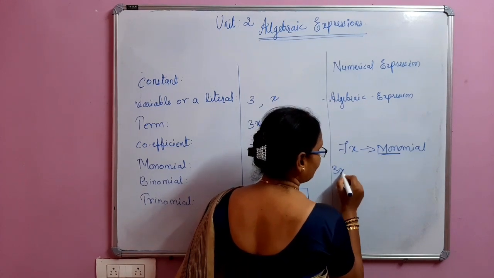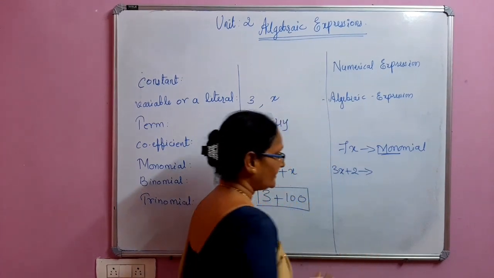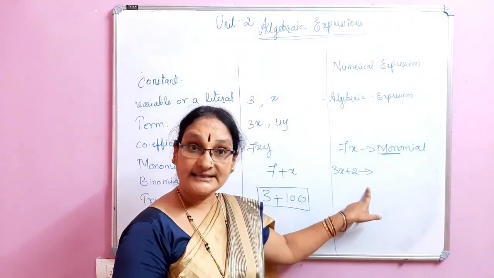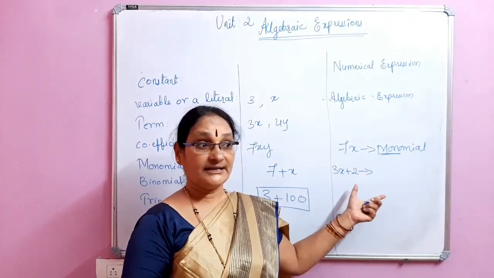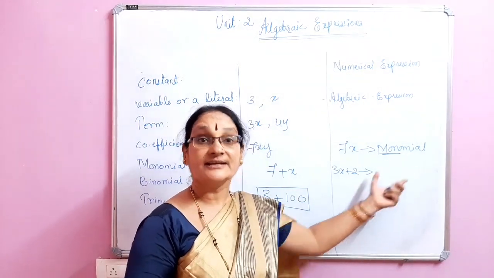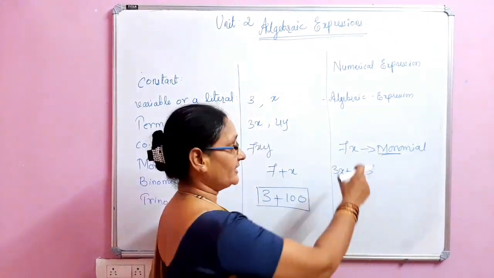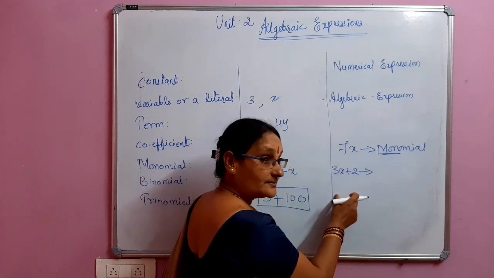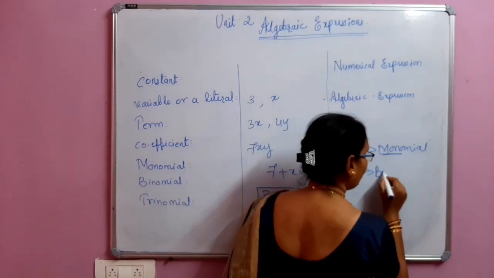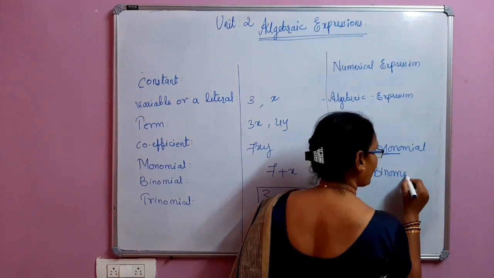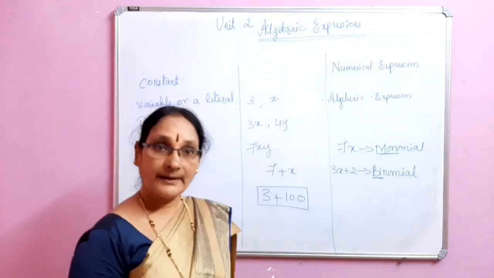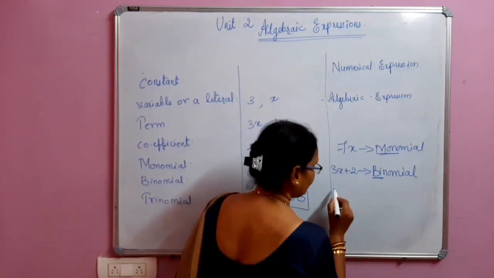Then one more, 3x plus 2. Here see, 1 and 2. Binomial. On the basis of the number of terms, the algebraic expressions have these kinds of names. If there is one term in the expression, that is a monomial. If there are two terms in the expression, that is a binomial. You see, bi means two. Binomial.